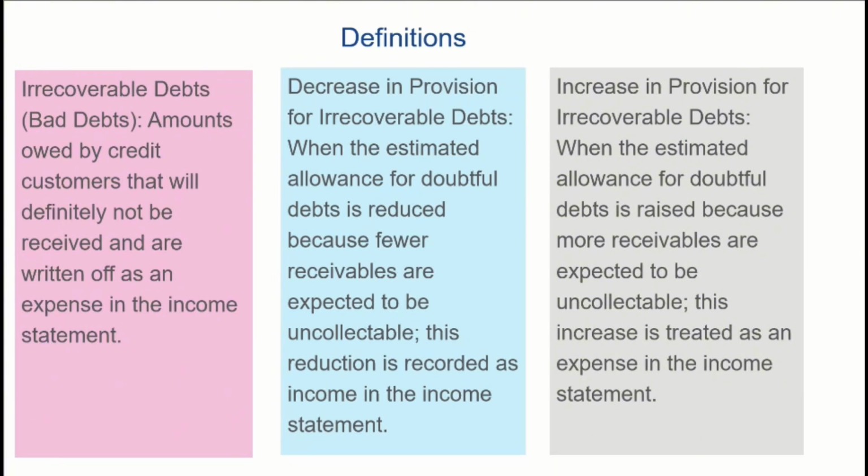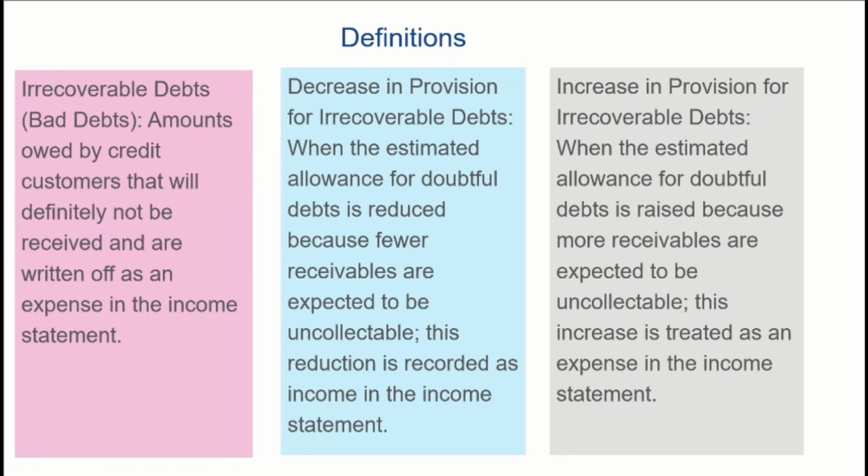Decrease in provision for irrecoverable debts. When the estimated allowance for doubtful debts is reduced because fewer receivables are expected to be uncollectible, this reduction is recorded as income in the income statement.